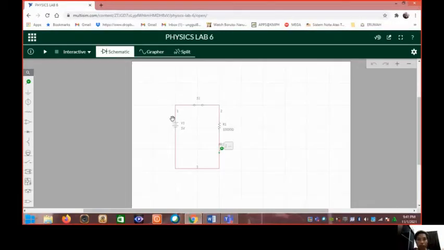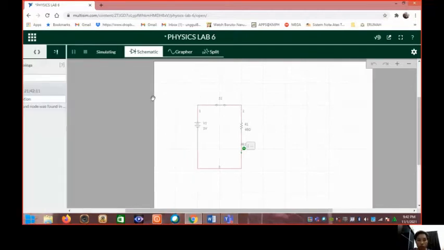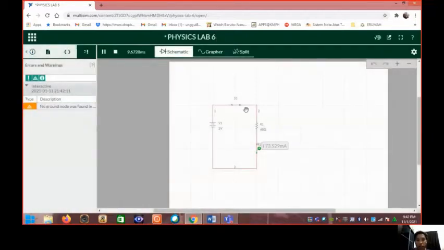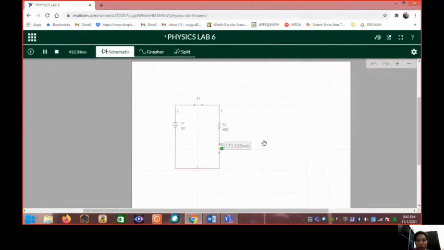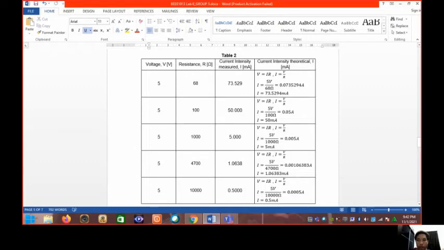If we look at this circuit, we use 5 volt, and we can change the resistor here. Sorry. If we run the simulation, we will get the current value here. If we change the resistance to different values, we will get different values of current, and we can tabulate the data in table 2 here.